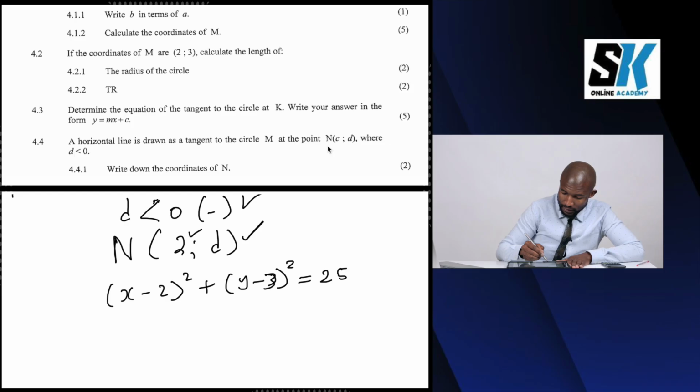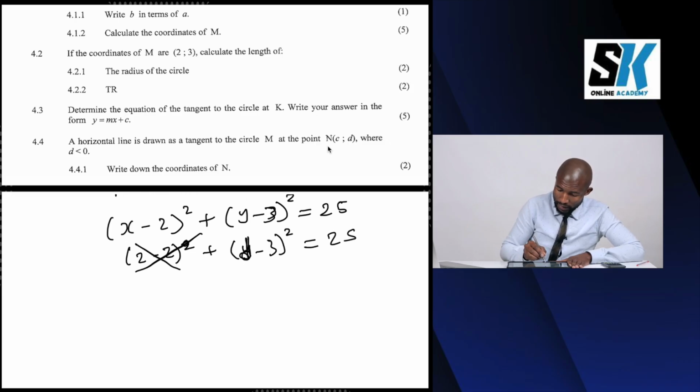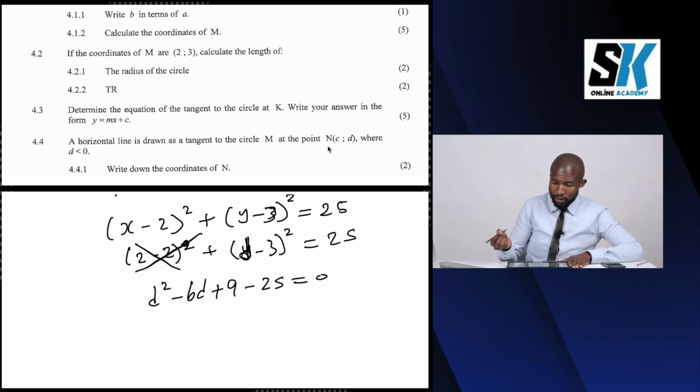So we already have the x value, so here we're going to have 2 minus 2, that will give us 0. And then on this side we have y, or we can say we have d, minus 3 all squared is equal to 25. So this section gives us 0. So we're going to have d squared minus 6d plus 9 minus 25 is equal to 0.